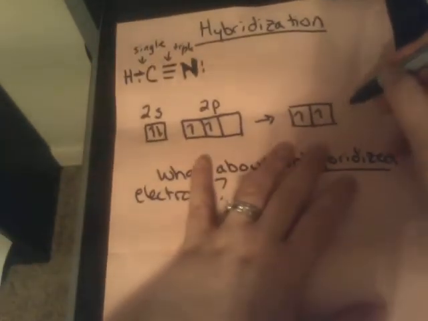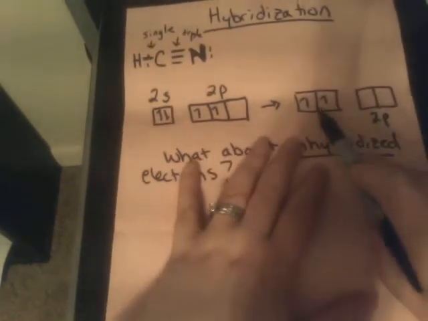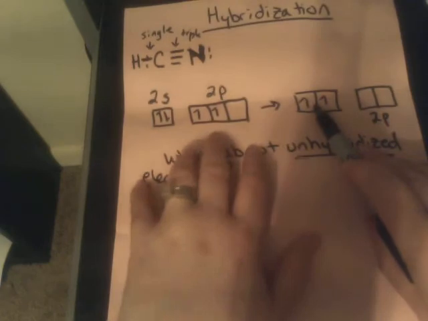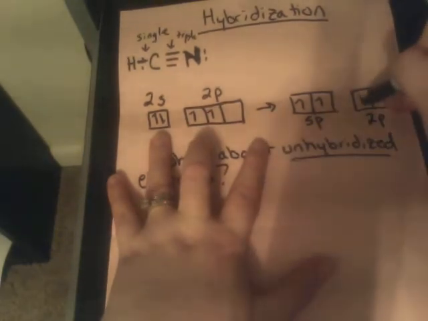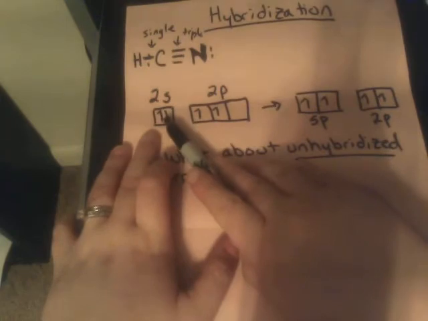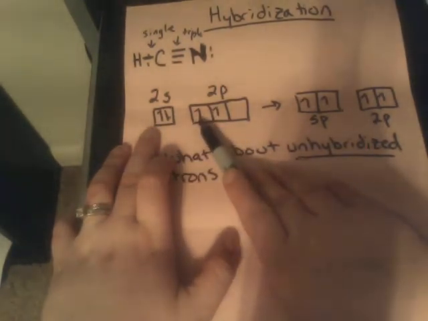So these are actually 2p orbitals. Now what are these called? These are called sp orbitals. Now let's blow your mind real quick, and I'm going to explain why. sp orbitals, because it only involves an s and one of the p's.